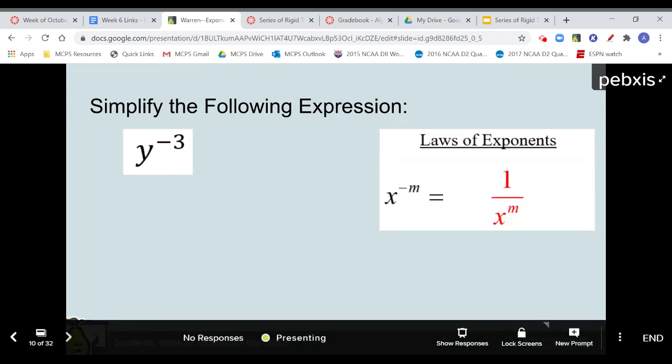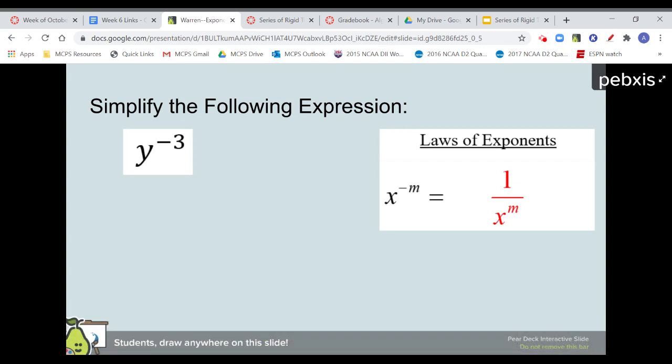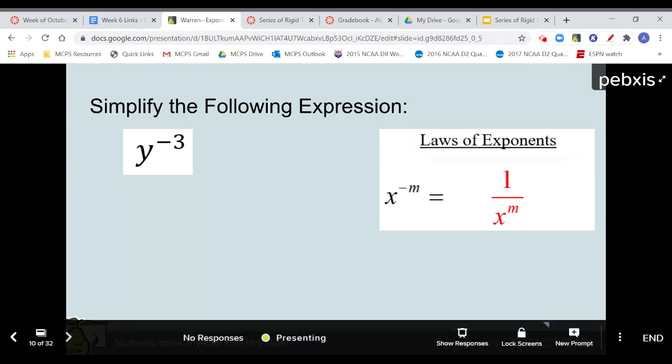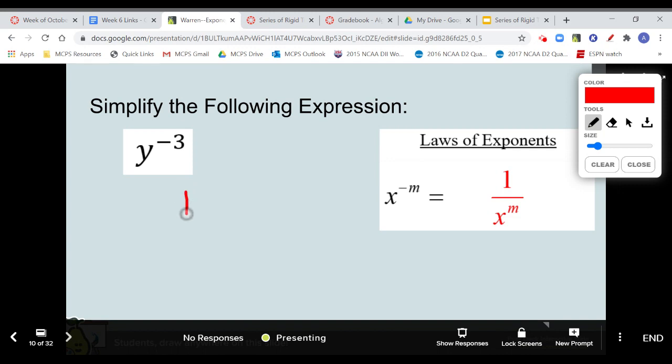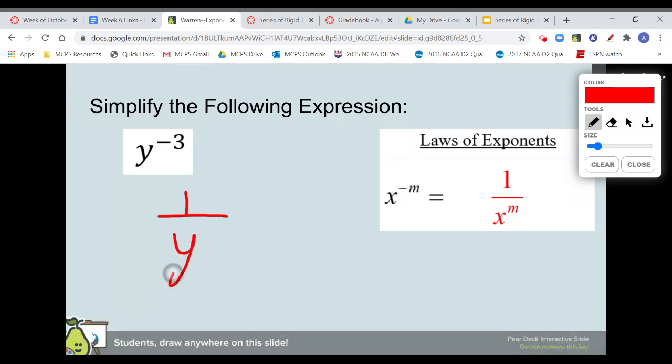Here we have y to the negative third. Once again, I write that by putting this in the denominator of the fraction, but making the exponent positive. So that gives us 1 over y to the third.